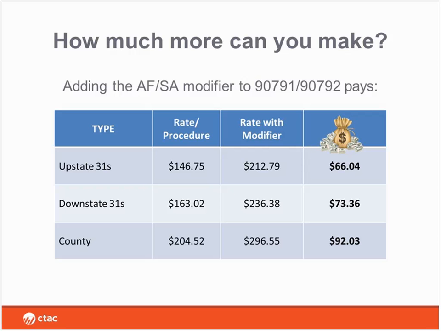So here we can see that adding this modifier for these different service types, upstate, $66 more, downstate, $73, and counties, that's $92 for each of those assessments by adding the modifier.